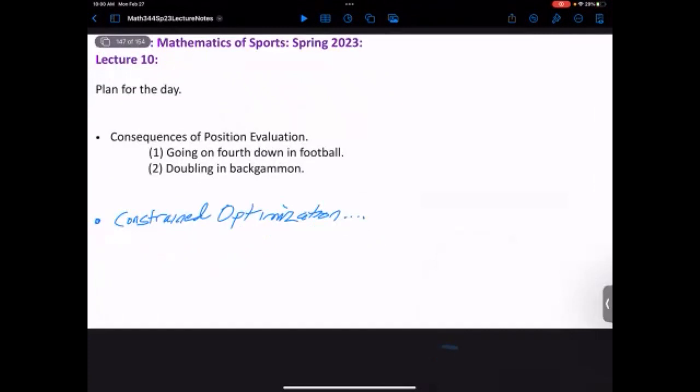And what I want to do today is talk a little bit more about the consequences of position evaluation. We'll talk a little bit about football, and then we'll switch to some things for backgammon, and then talk about constrained optimization. So I'm waiting for people to finish up doing the analysis of single, double, triple, home run so that we can have a really nice evaluation of which is worth more.